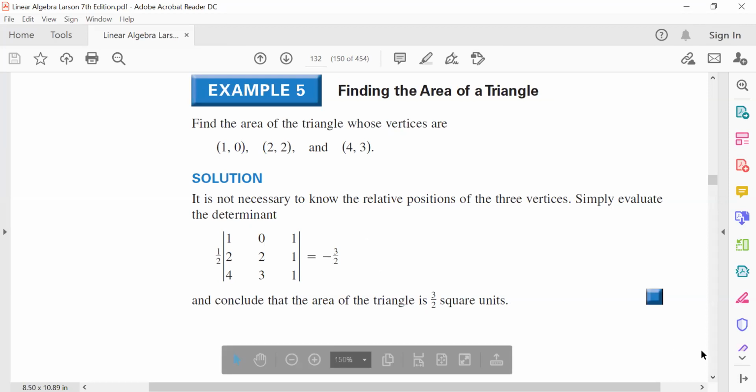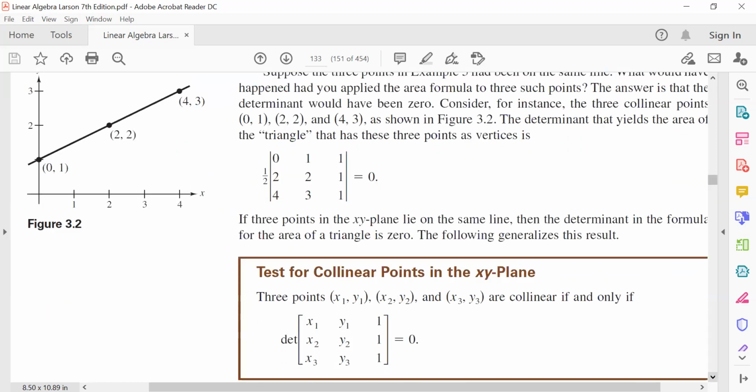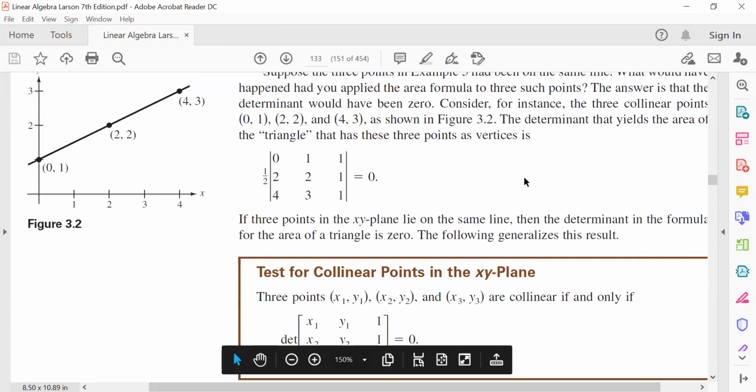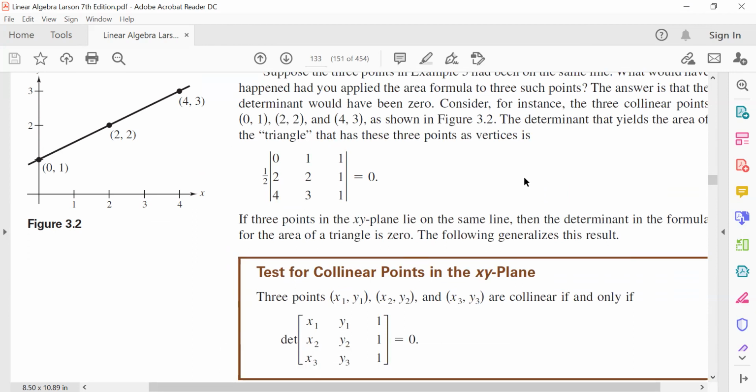So, gentlemen and ladies, we now have a formula, or a test, I should say, for collinearity of points in a plane. If you take the matrix that we've been talking about and you get a value of 0, that tells you the 3 points are collinear. And here's an example. We have these 3 points, (0, 1), (2, 2), (4, 3). You crunch out the determinant, you get 0.